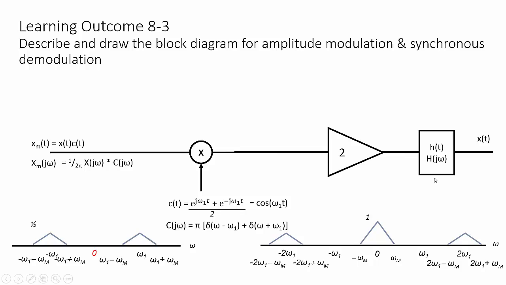We still need a filter, and that will make both those side bands go away. And now we've successfully retrieved our initial spectrum. And if we have the initial spectrum, we also have the initial time signal.